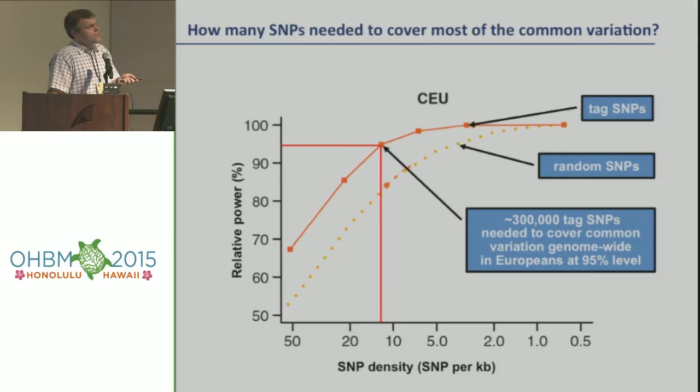It's about 300,000 of these tagging SNPs that define most of the SNP variation that is there in the population. If you genotype those 300,000 across the genome, you have a pretty complete view of the genetic variation. You pretty comprehensively test most of the variation that is there in your population.